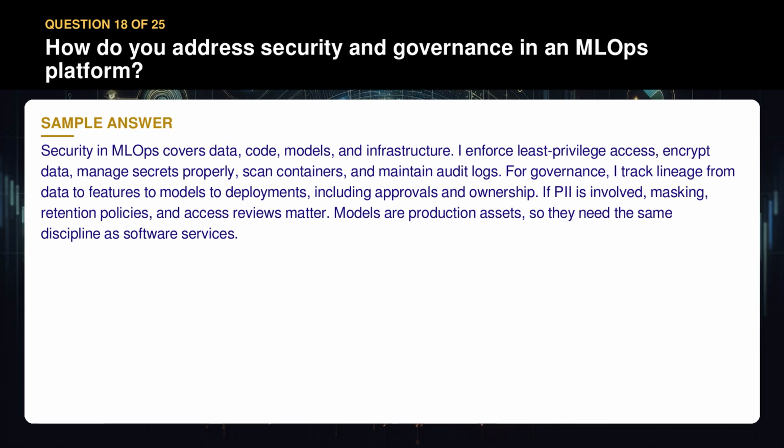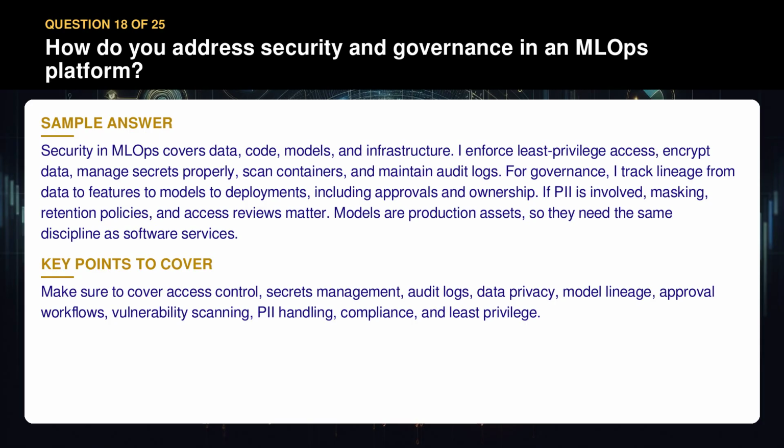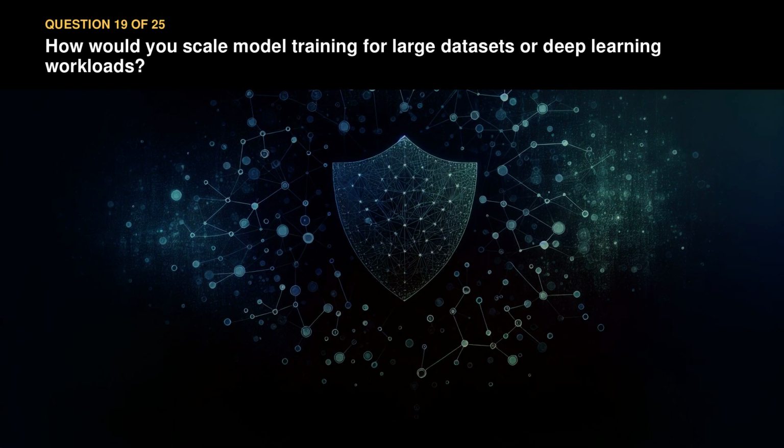If PII is involved, masking, retention policies, and access reviews matter. Models are production assets, so they need the same discipline as software services. Make sure to cover access control, secrets management, audit logs, data privacy, model lineage, approval workflows, vulnerability scanning, PII handling, compliance, and least privilege. Question 19.